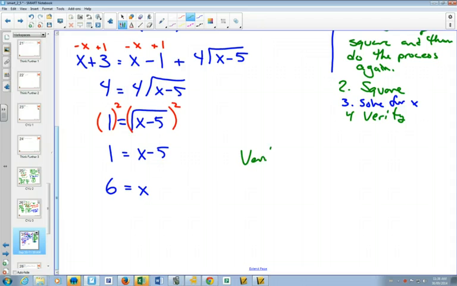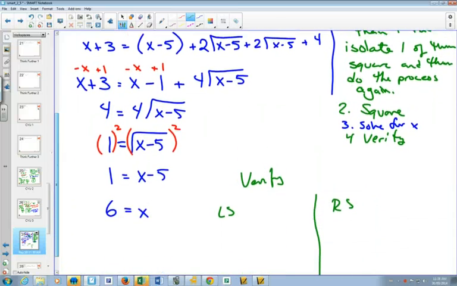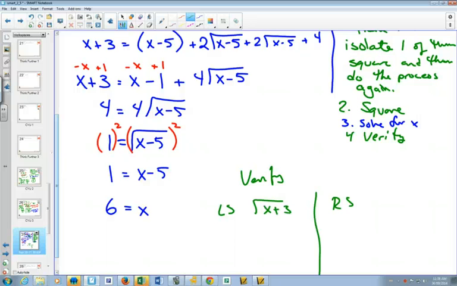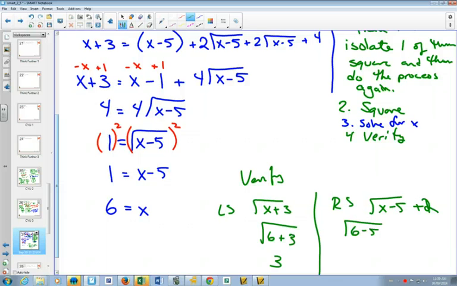Finally, we're going to verify. Left side, right side. Our original question, left side was root x plus 3. Right side was root x minus 5 plus 2. So plug in 6. 6 plus 3 is 9. Square root of 9 is 3. Plug in 6. 6 minus 5 plus 2. Square root of 1 is 1. Plus 2 is 3. And it works.